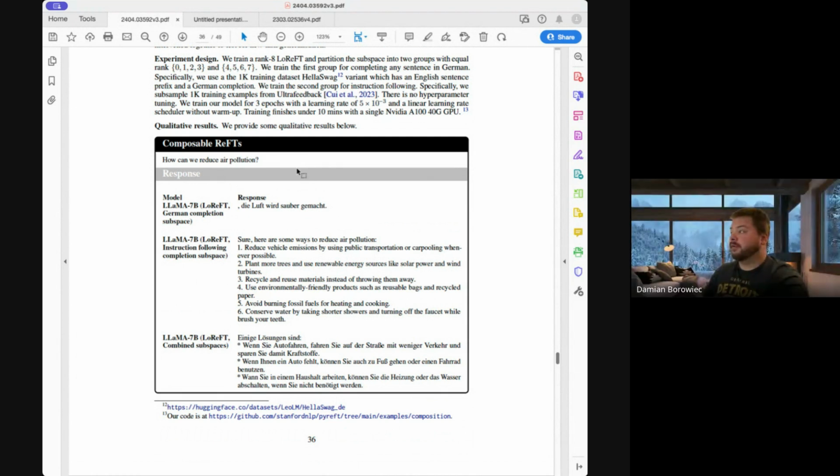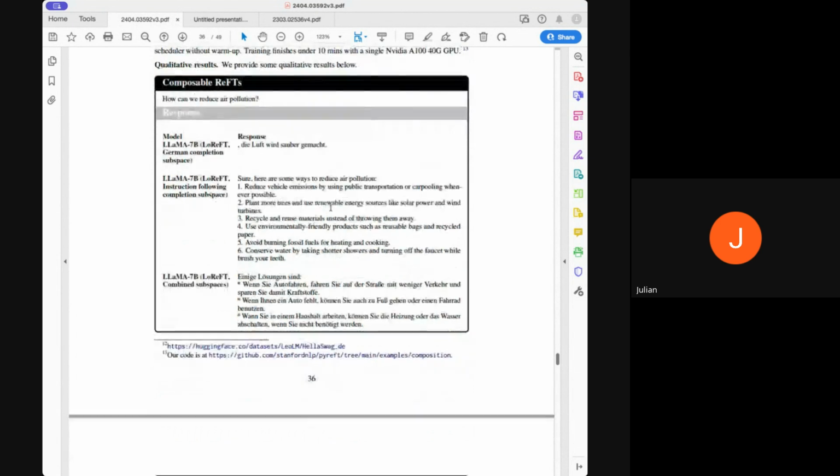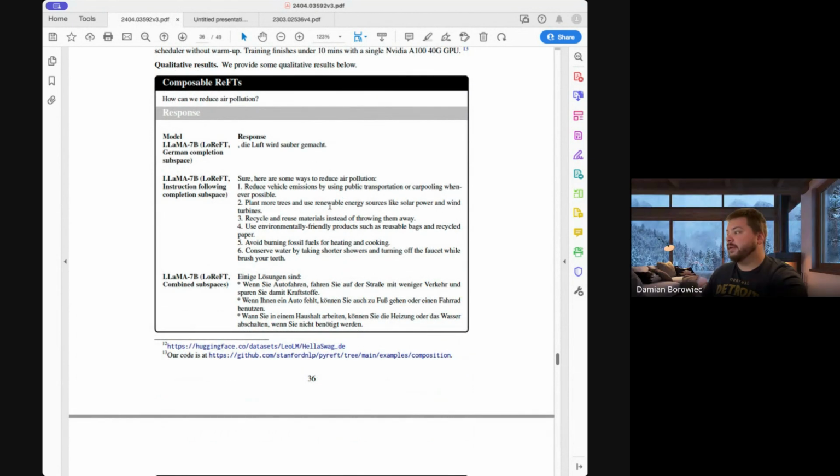Again, I'm pretty sure you can do that to some extent with regular LoRA. There's a way to compose adapters, but I don't think it's as intuitive to compose these adapters with LoRA because we're looking at the weights as opposed to the representations. Right, that's very interesting. It might be easier to do it in representations than it is in weights.